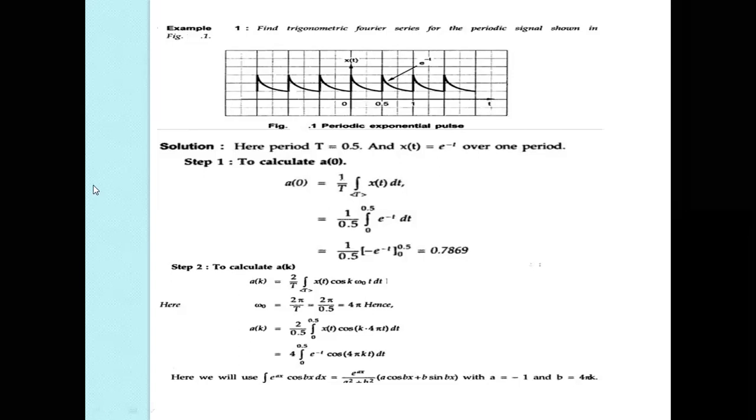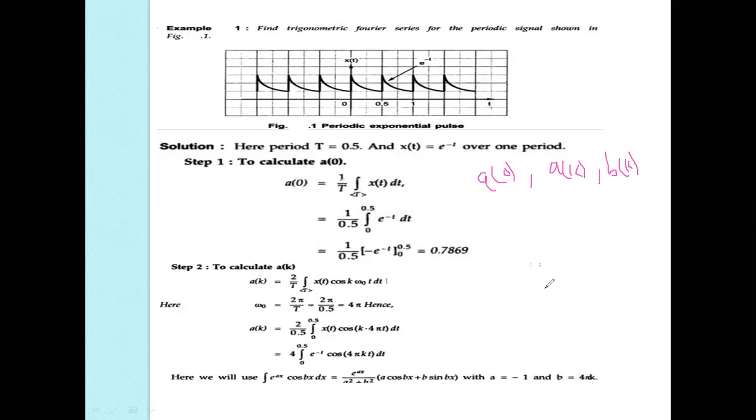What are the trigonometric Fourier series coefficients? A of 0, A of k, and B of k. After finding all the coefficients, you can substitute them in the x of t equation. x of t is equal to A of 0 plus A of k, the coefficient for the cosine function, and B of k, the coefficient for the sine function.